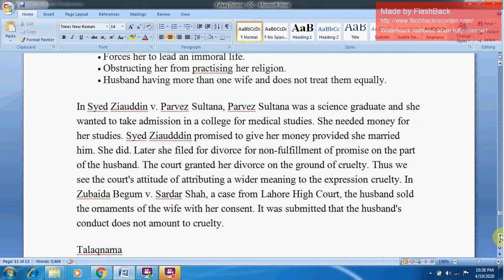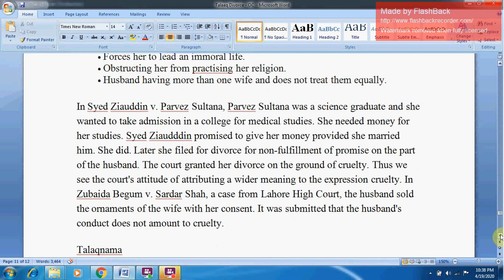In Syed Ziauddin versus Parvez Sultana, the wife was a science graduate and she wanted to take admission in a college for medical studies. She needed money for her studies. Syed Ziauddin promised to give her money provided she married him. She did it. Later, she filed for divorce for non-fulfillment of the promise on the part of the husband. The court granted her divorce on the ground of cruelty. Thus, we see the court's attitude of attributing a wider meaning to the expression cruelty.